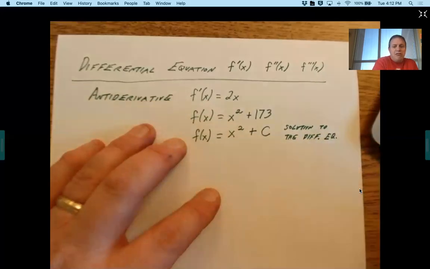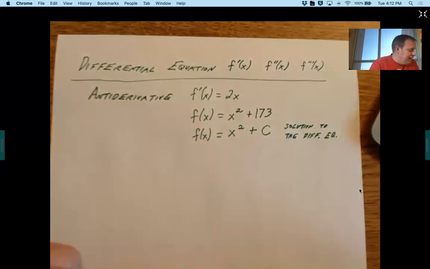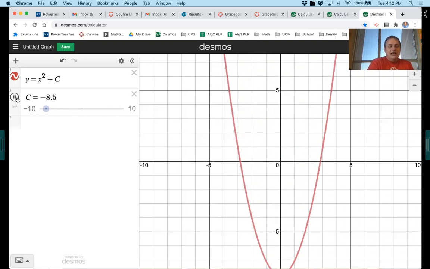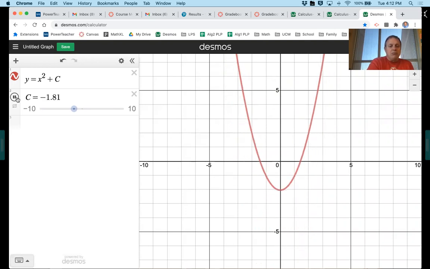I'll abbreviate diff-EQ. You might have heard that class. It's a nice little semester-long college class. Very interesting. So there's multiple solutions to this. And what do they look like? Well, they look like this parabola, or all the parabolas that you see on screen, and not even on the screen. They all involve x squared plus some constant.